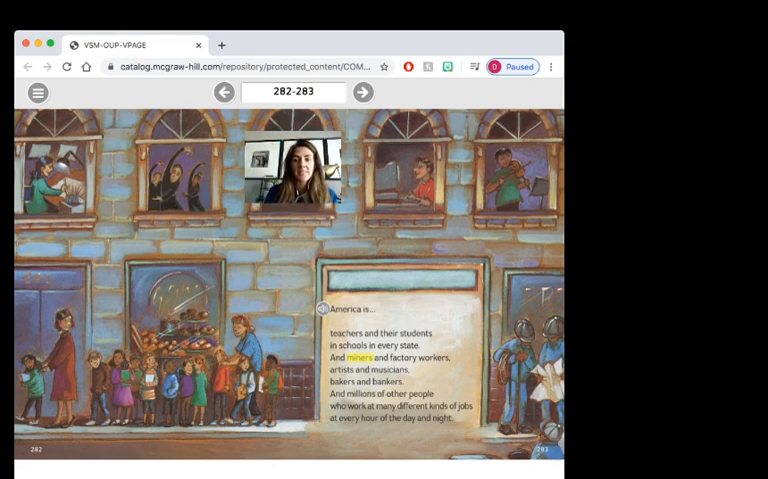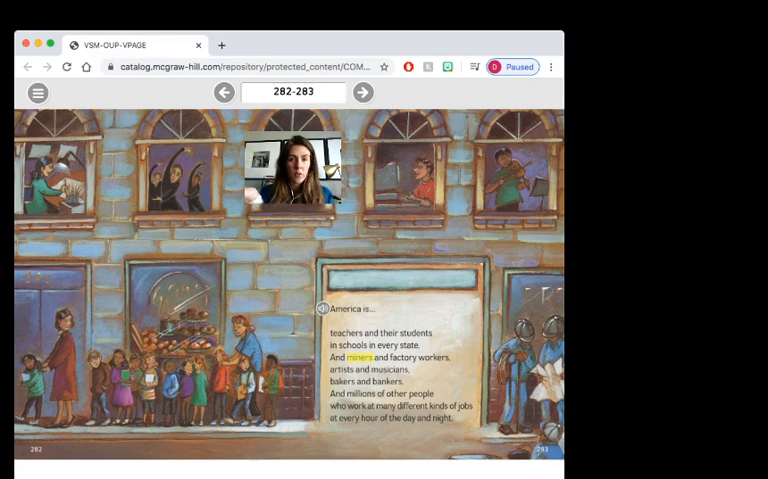Let's read and see what it says. America is teachers and their students in schools in every state, and miners and factory workers, artists and musicians, bakers and bankers, and millions of other people who work at many different kinds of jobs at every hour of the day and night. Every hour of the day and night. I need to clarify that. What do they mean by that? And millions of other people who work at many different jobs of every hour of the day and night.